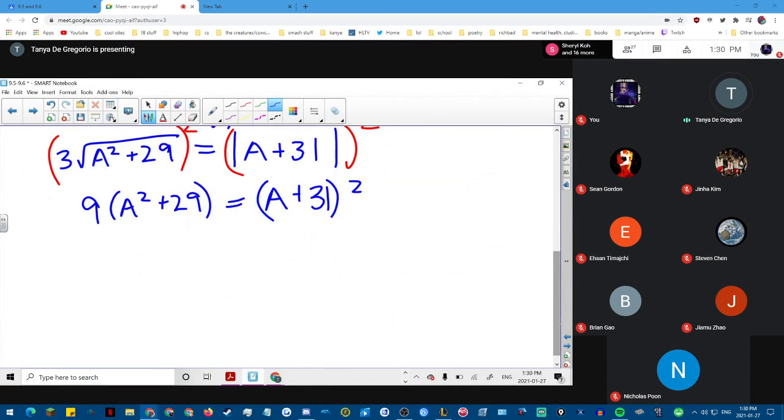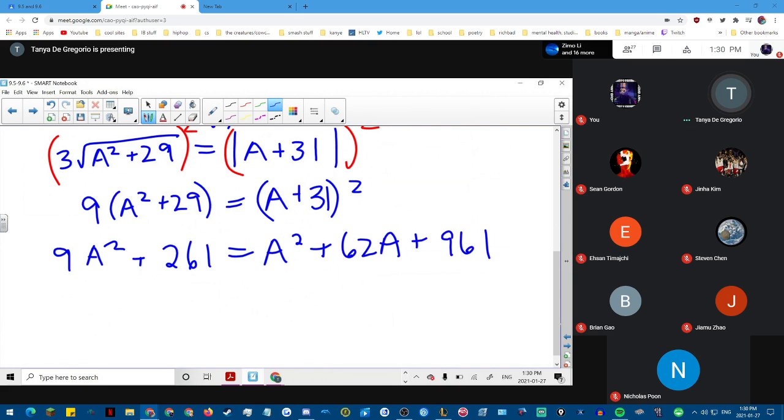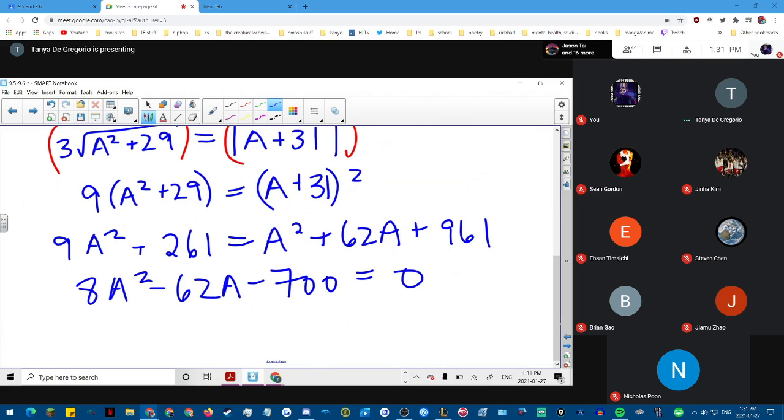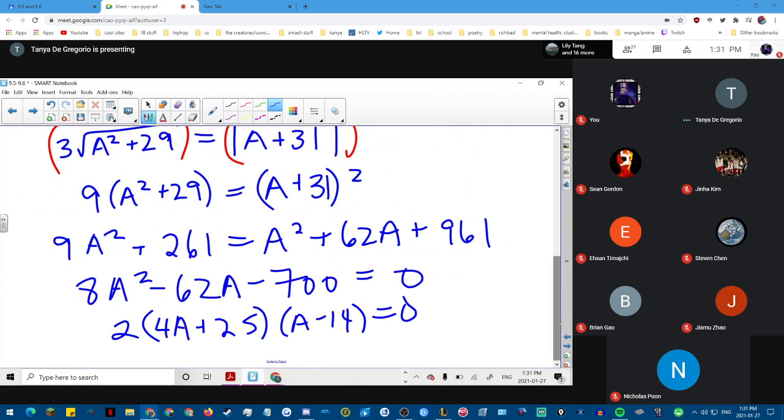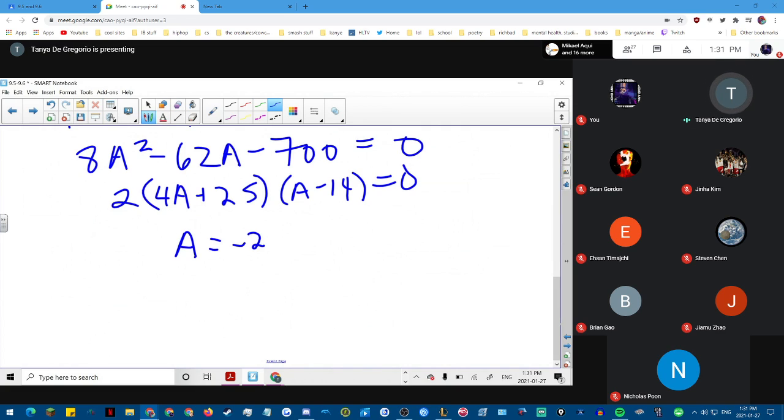Okay. And so I have 9 times a squared plus 261 equals a squared plus 62a plus 961. Okay. And bring this all over to one side, and it's a quadratic. And so I have a common factor here. I can pull out a 2. And when I factor it, what factors do I get? You can factor or use the quadratic formula, right? You're going to get 4a plus 25, a minus 14 equals 0. And so I get a is equal to negative 25 over 4, or a is equal to 14.